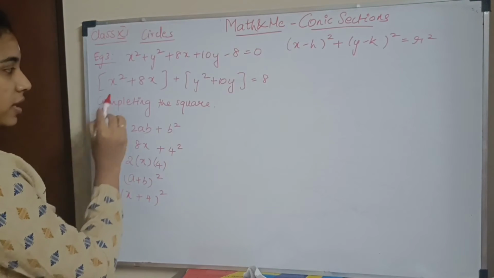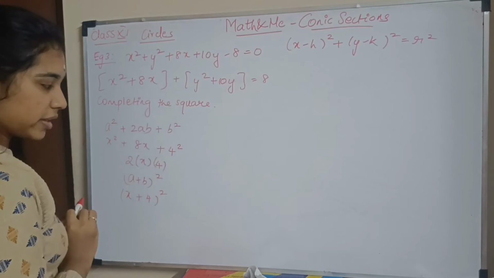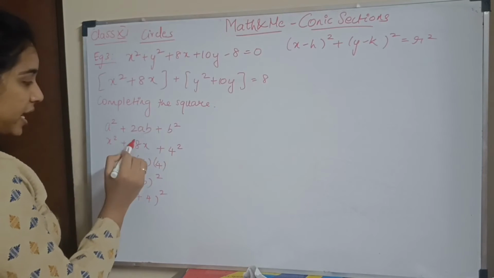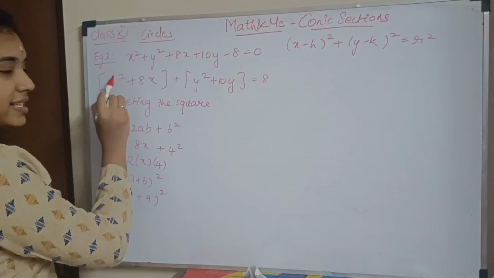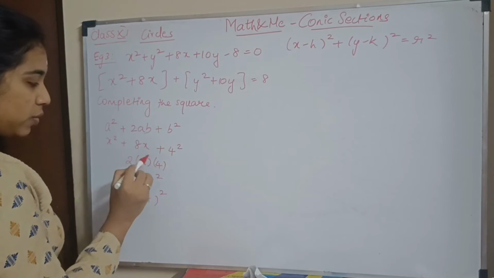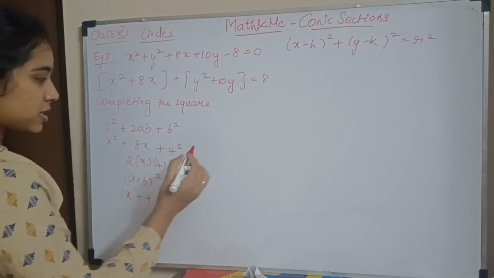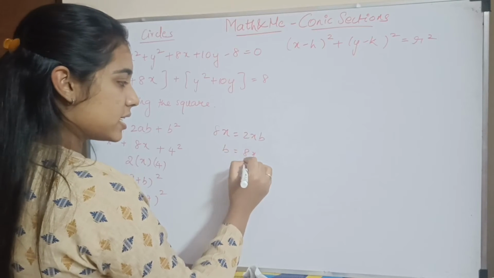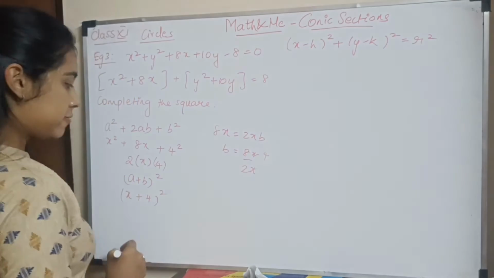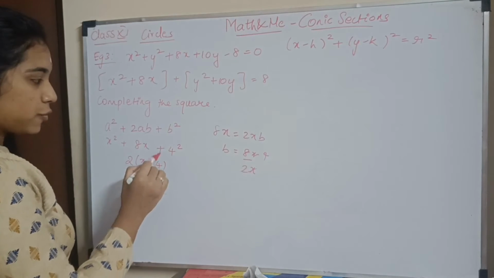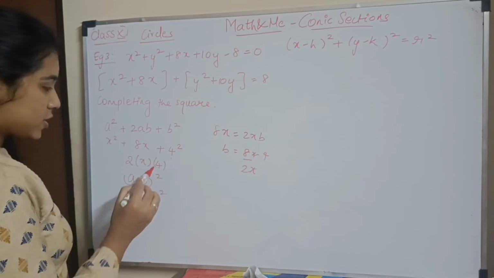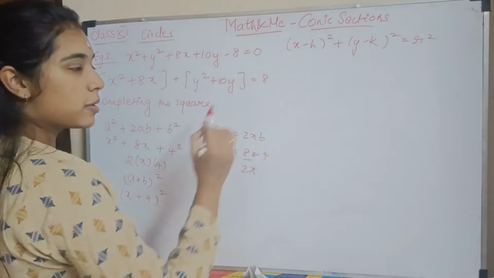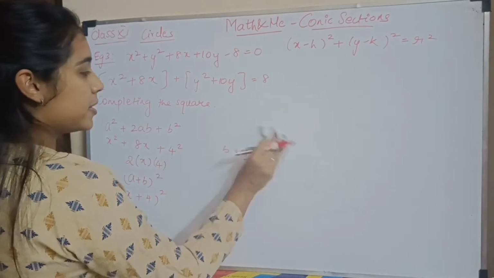What do I have? A square plus 2ab term, and I am missing the b square term. So how do I find what my b is? I take my 2ab term: 2 times a, which is x. What is my b? Whatever is left. So 8x equals 2x times b, so b is 8x divided by 2x, which is 4. If my b is 4, what is my b square? 4 square. Now with this, I obtain (x plus 4) the whole square. On this side I add 4 square, and on the other side I also add 4 square. Correct? We'll do that in the next step.